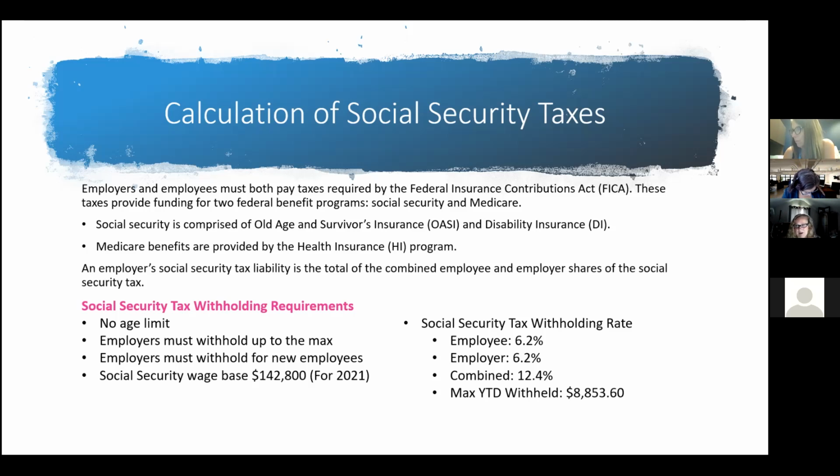The max amount that can be withheld for the whole year is $8,853.60. And to get that, we just did 142.8, the limit, times the 6.2%. That's the max amount that can be withheld from an employee's checks for the whole year of 2021 for Social Security. That's also the max that the employer would pay per employee.